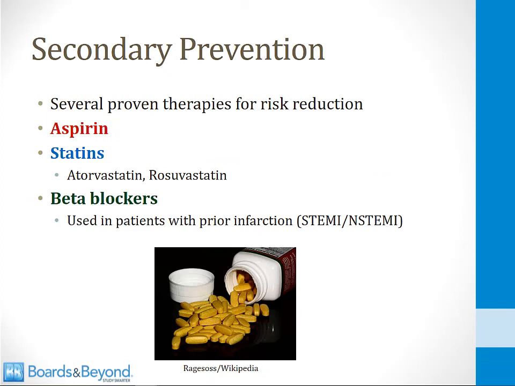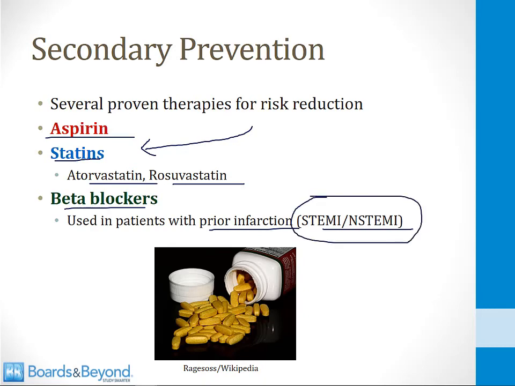So any patient who's had coronary disease of any form should be on aspirin and a statin. The statin drugs, you may know, reduce cholesterol levels. These are drugs like atorvastatin and rosuvastatin. But even in patients with normal LDL cholesterol, there is evidence that statins lower the risk if patients have a history of coronary disease. Beta blockers are also usually administered to patients who have had an infarction like a STEMI or an NSTEMI. There is evidence that these drugs lower the risk of sudden cardiac death among patients who have had any form of myocardial infarction.